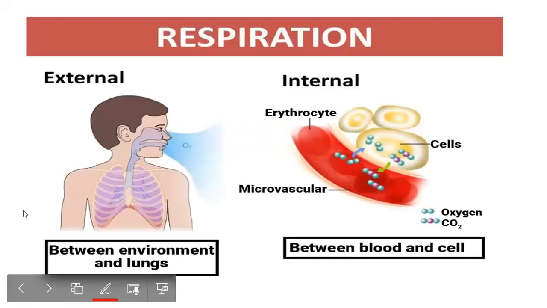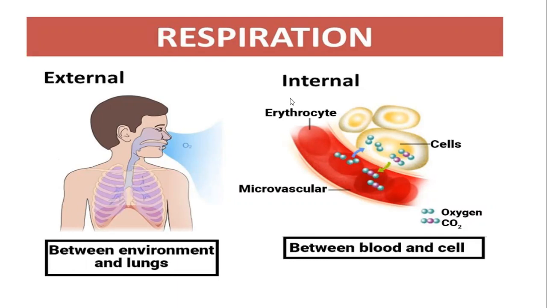Now, first of all, what is meant by respiration? Respiration is a process in which cells of the body release energy from glucose. It is called respiration. There are two types of respiration: one is internal respiration and one is external respiration. Internal respiration is the exchange of gases between the cells and blood and tissues. And external respiration involves the exchange of gases, that is, oxygen is going in and carbon dioxide is coming out. This is called external respiration.